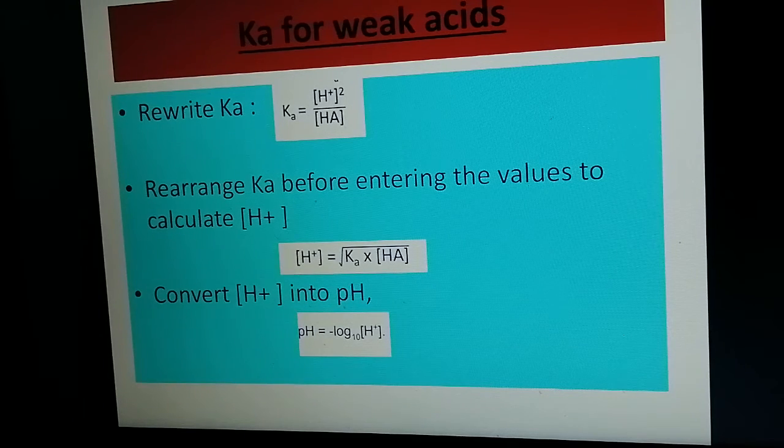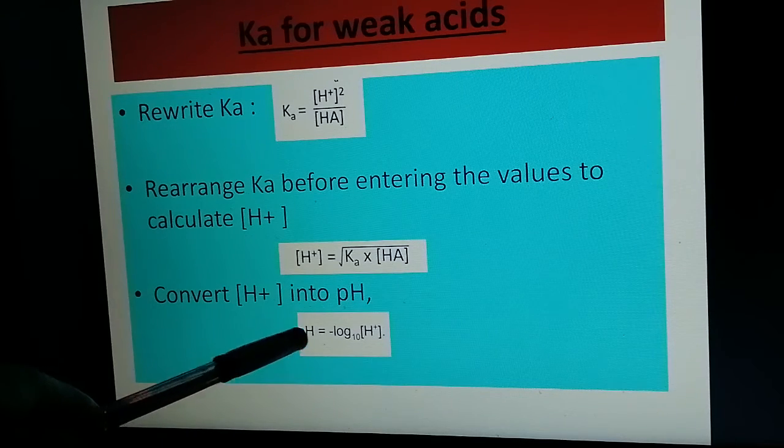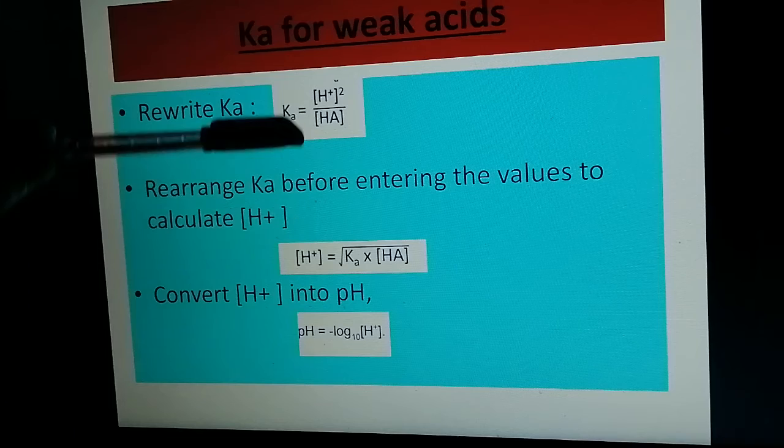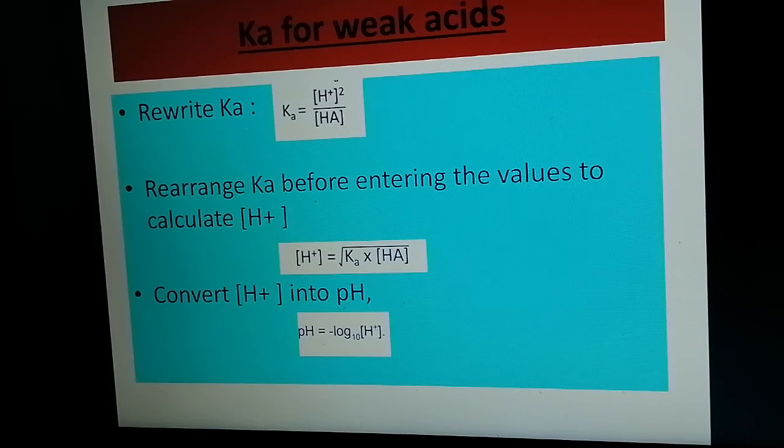Again, many questions can come from here. If you have the pH, you can find out the pOH also. We know the relation between pH and pOH: pH plus pOH is equal to 14. If you have the value of pH, you can find the value of pOH. So these three equations are very important. Based on this, different kinds of questions can come to find Ka, H plus, pH and even pOH. Now we'll go to the next slide and see some questions.